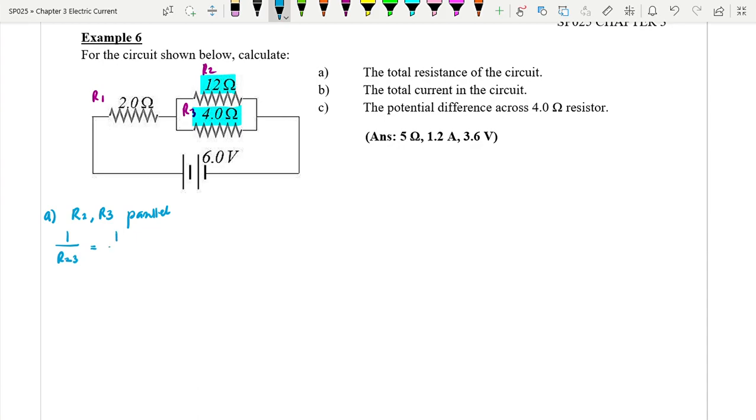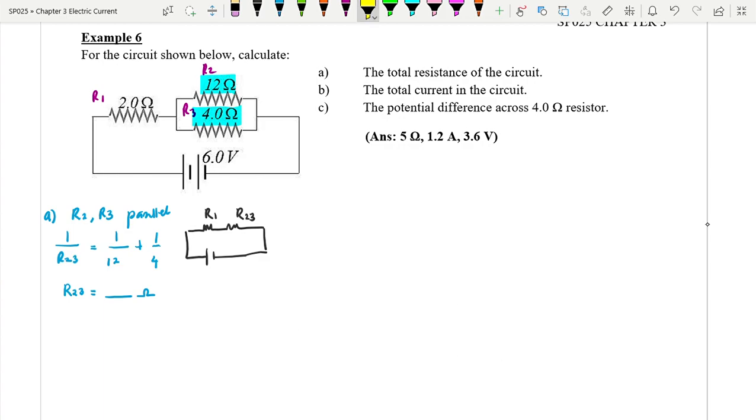1/R23 is 1/12 plus 1/4. Okay, make sure dapatkan nilai R23 bukan 1/R23. Lepas tu, next, of course, kita kena lukis. Ramai yang tak nak lukis sebab dia rasa macam senang je. Penting untuk lukis untuk soalan-soalan seterusnya. So, that will be R1 and this R23. Okay, so kita teruskan untuk kirakan step kedua.